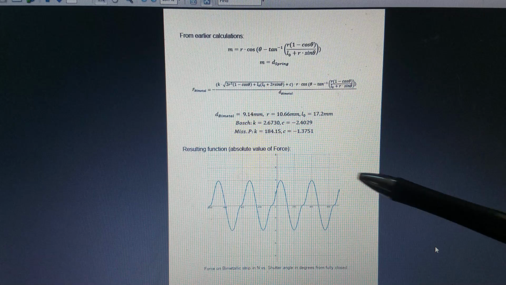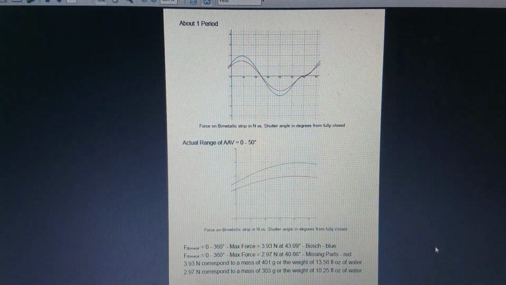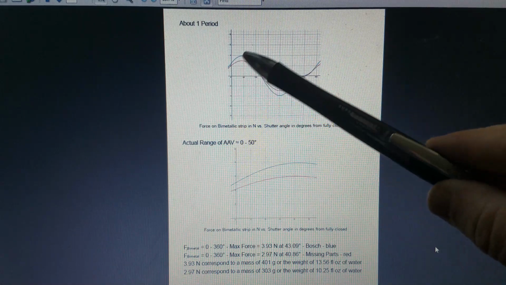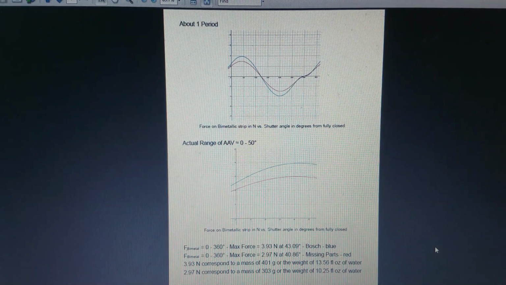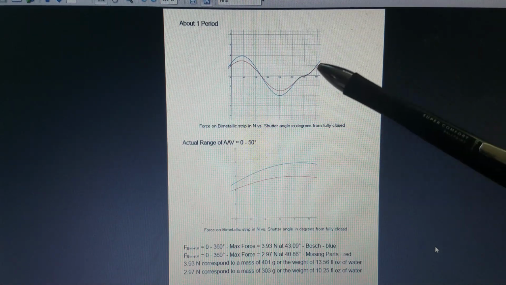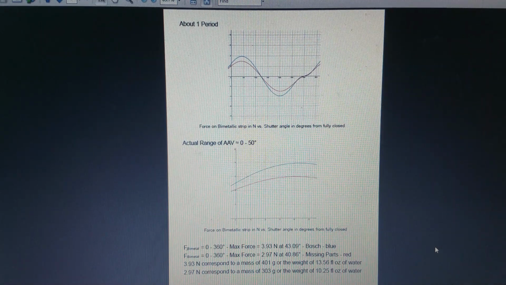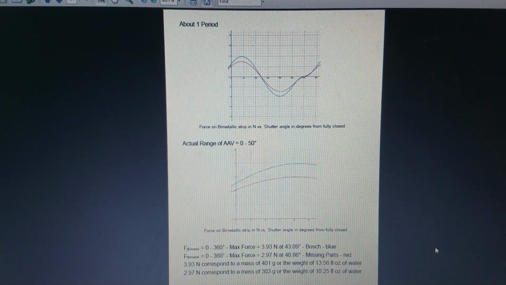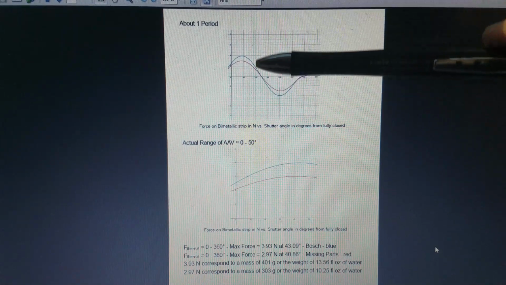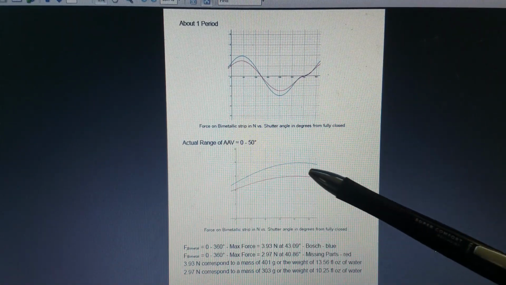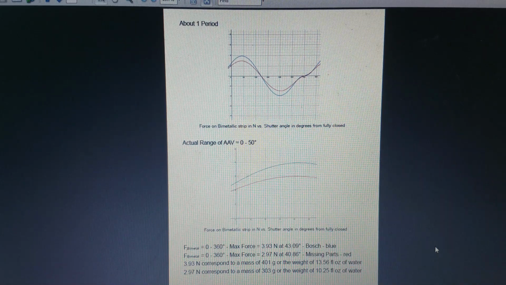It has this little hump here, and if we look at about one period, this is what it looks like. Here the red line is the missing parts spring, that is softer, and the blue line is the Bosch spring. So you can also see that this little hump is much more pronounced in that stiffer spring than in the soft spring, but this is of no concern. Once again, we go to about 50 degrees, so this would be the plot we are interested in.